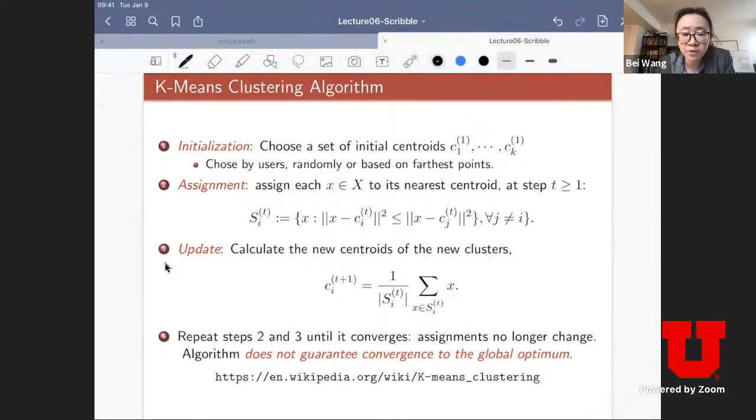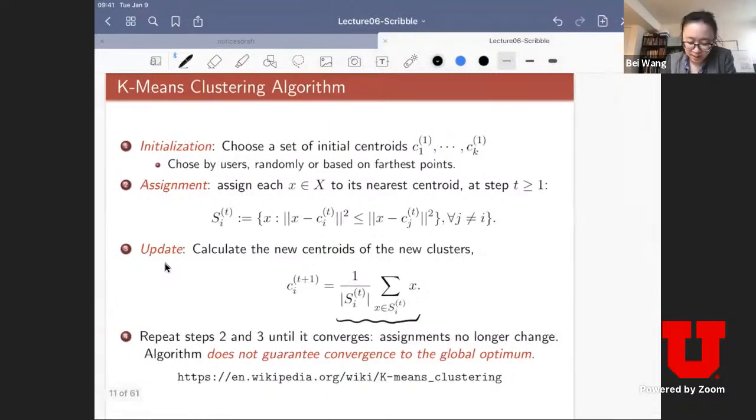And then you recompute the centroids, that is step 2, the update step. You just compute essentially the average of the points, okay? And then you repeat until convergence, where your assignment is no longer updated. However, as you see in the example, it does not guarantee convergence to the global optimum, okay? So that is K-means.